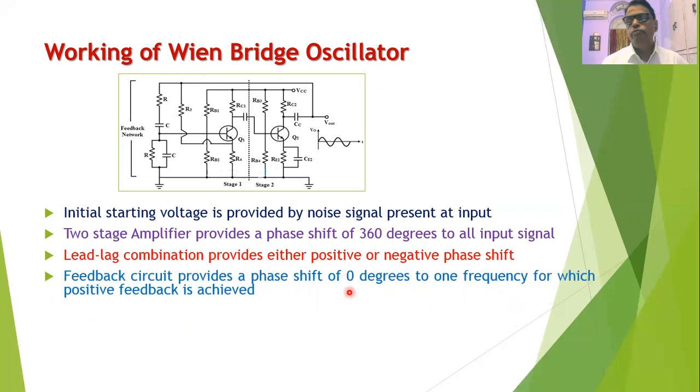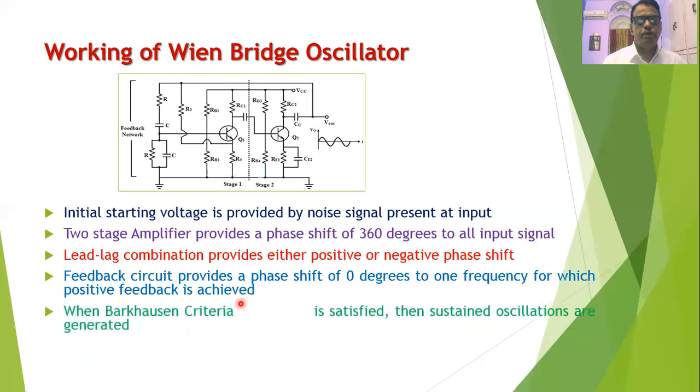But this circuit will provide a 0 degree phase shift to only one frequency, and for that frequency you will find that the condition of positive feedback is satisfied. Now when the Barkhausen condition, that is the product A beta equal to 1, is satisfied, then sustained oscillations can be obtained at the output of the amplifier. So here at the output of the two-stage amplifier, we can get the sustained oscillations, which are sinusoidal oscillations.